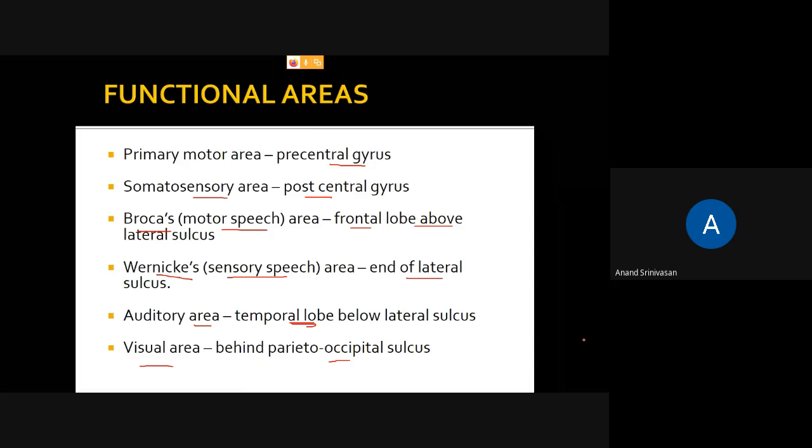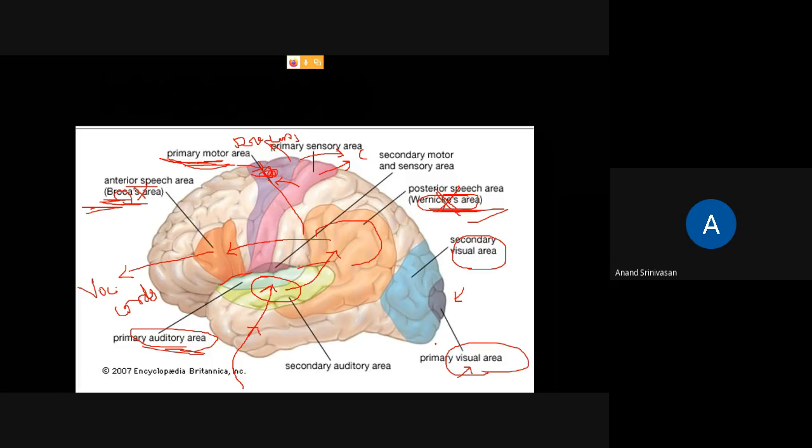So once again, the precentral gyrus is the motor area. The postcentral gyrus is the sensory area. Above the lateral sulcus in the frontal lobe, it is the Broca's or the motor speech area. At the end of the lateral sulcus, it is the Wernicke's area or the sensory speech area. In the temporal lobe, below the lateral sulcus, it's the auditory area, and the visual area is located behind the occipital sulcus in the occipital lobe. Any doubts?